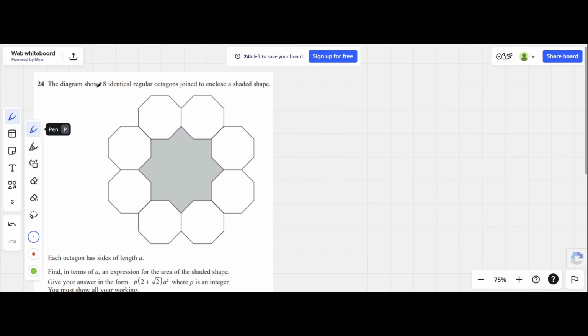The diagram shows 8 identical regular octagons. So these are the octagons, 1, 2, 3, 4. There are 8. Okay, so there is a shape inside this. It looks like a flower kind of a thing, a star shape.